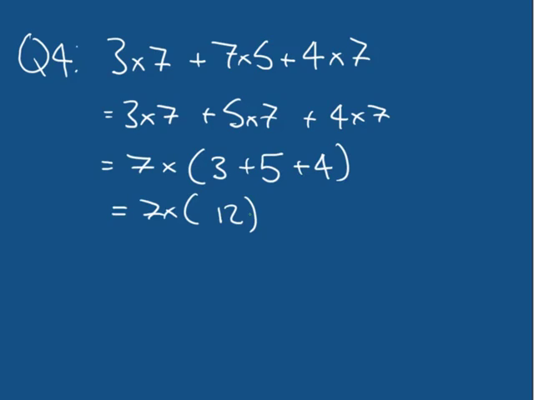So 3 plus 5 is 8, plus 4 is 12. 7 times 12 is going to be 84.